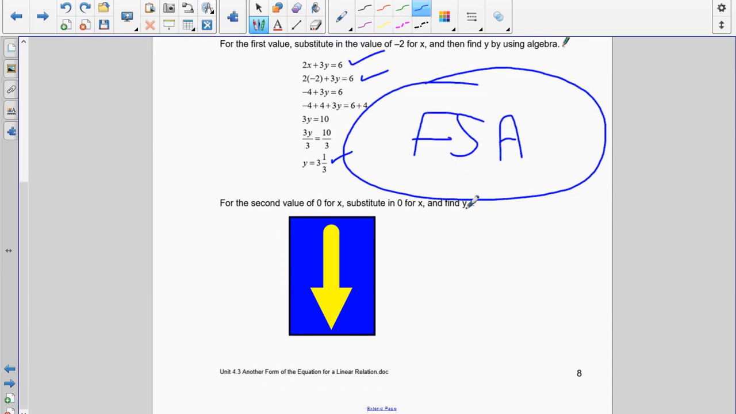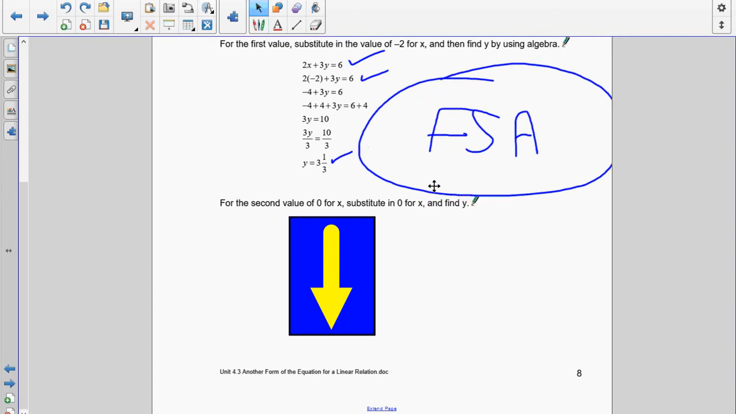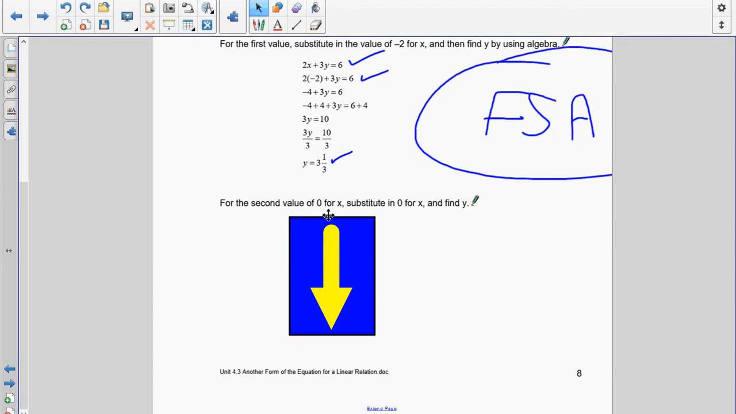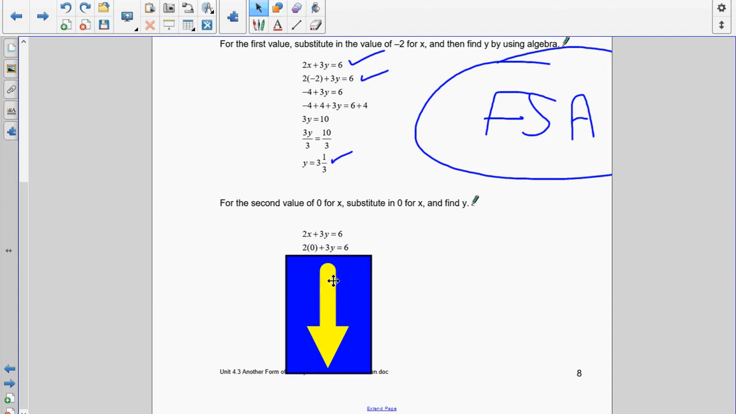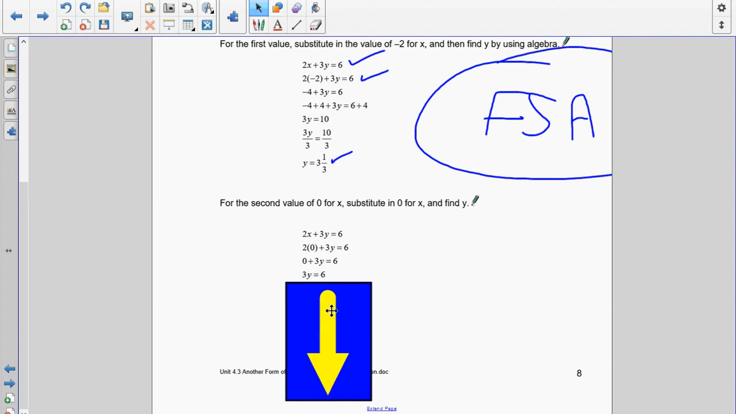Now, let's go to the second value. All right. I now know that I've got to do it for 0. So I'm going to substitute 0 for the x position. So there's my first equation. 2x plus 3y is equal to 6. Take out the x and put in the 0. Now, 2 times 0 is 0. So this leaves me with 0, which goes away, leaving me with 3y is equal to 6.